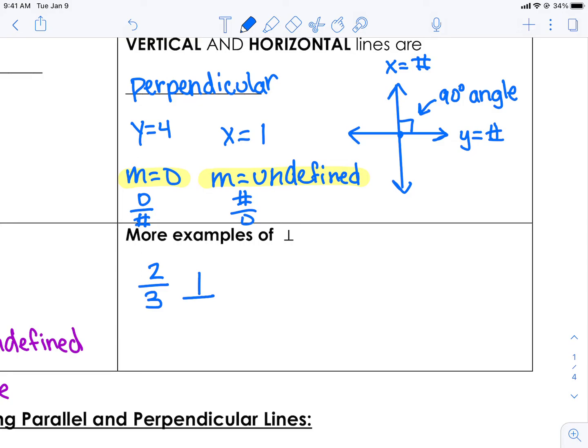Okay, well, we make it the opposite sign. So this was positive, we make it negative, and we just flip that fraction. So instead of 2/3, it becomes 3/2. And those two slopes are perpendicular.